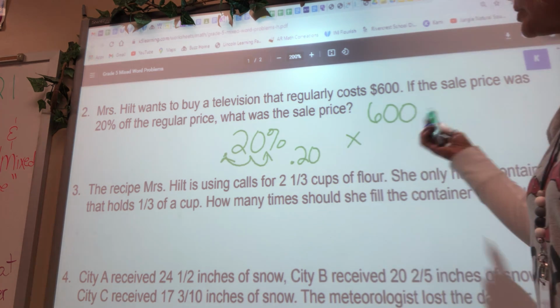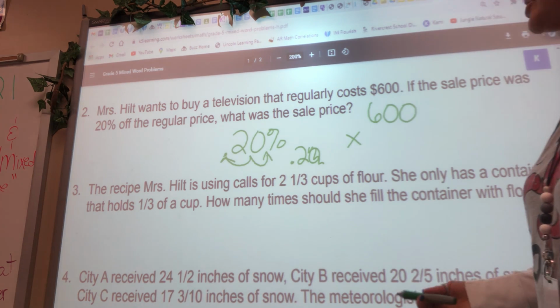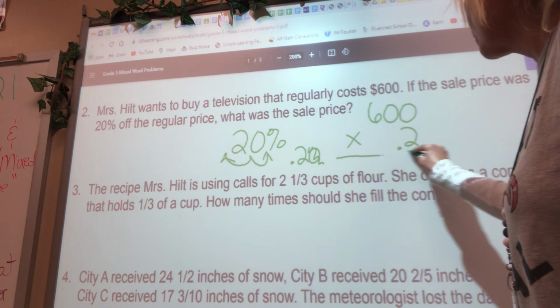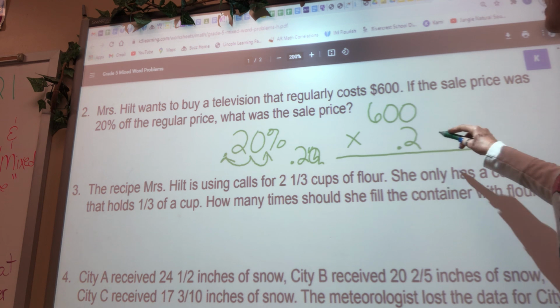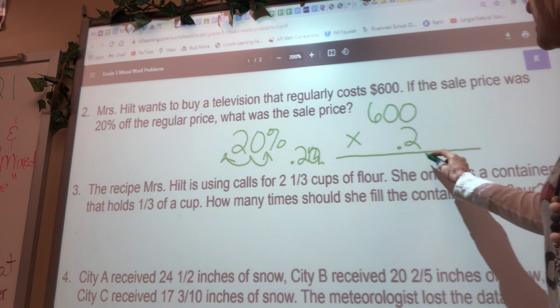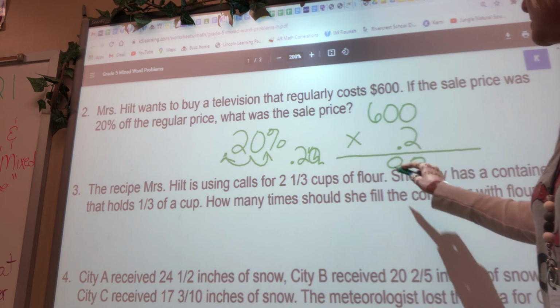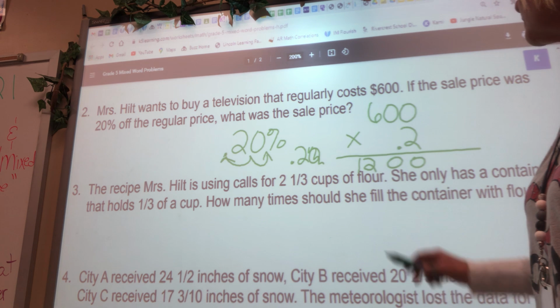Now, we know that if it has a 0 at the end, we could take that off. If we take that off, it doesn't change the value. So that'll keep us from having to do a whole row of zeros for no reason. Okay? So we have 2 times 0 is 0. 2 times 0 is 0. 2 times 6 is 12.